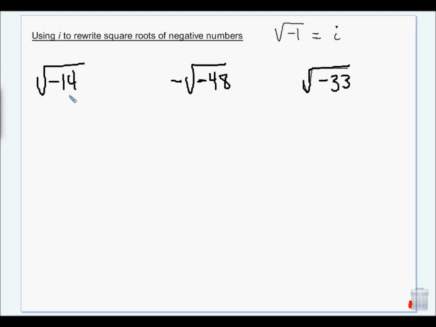Now 14 is 2 times 7, right? I can't take anything out of 2 times 7, except it's negative, so I can take out an i. Under the root, as square root, he's i. Just square roots, not cube roots or anything like that. It's square roots. Okay, square root of -1.